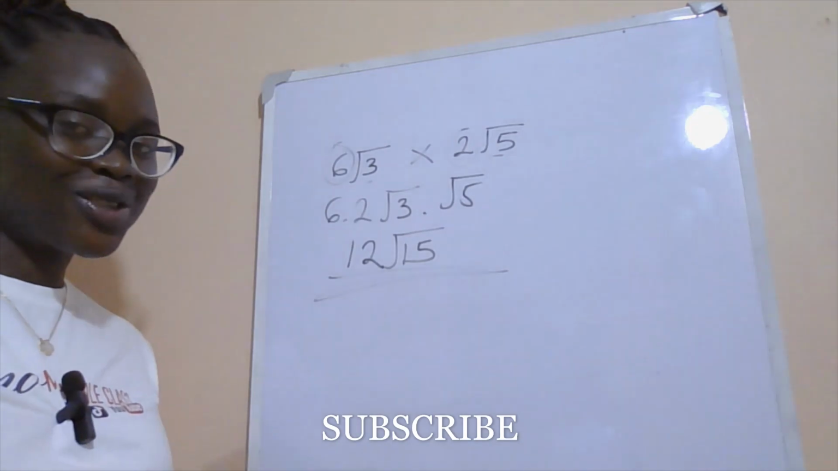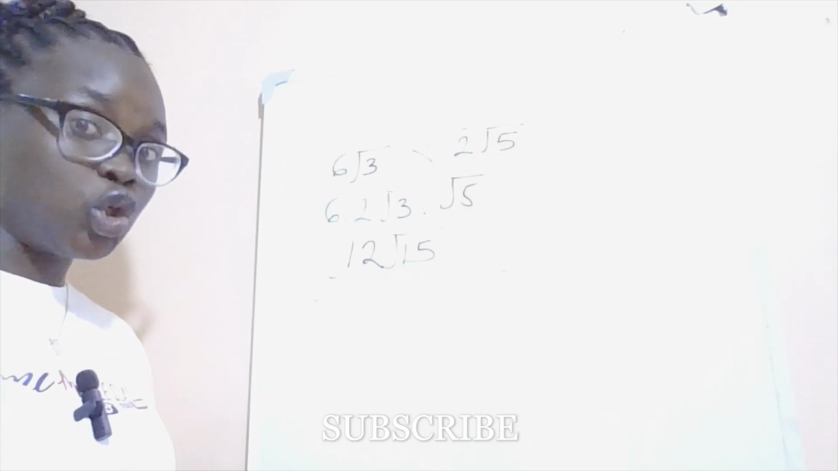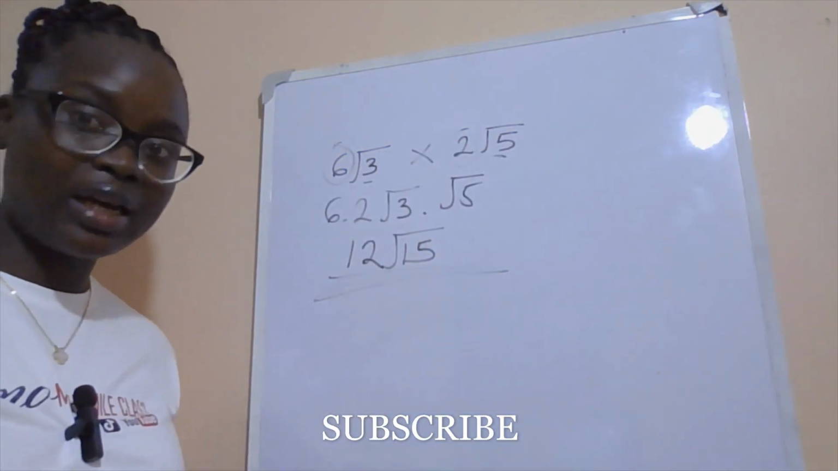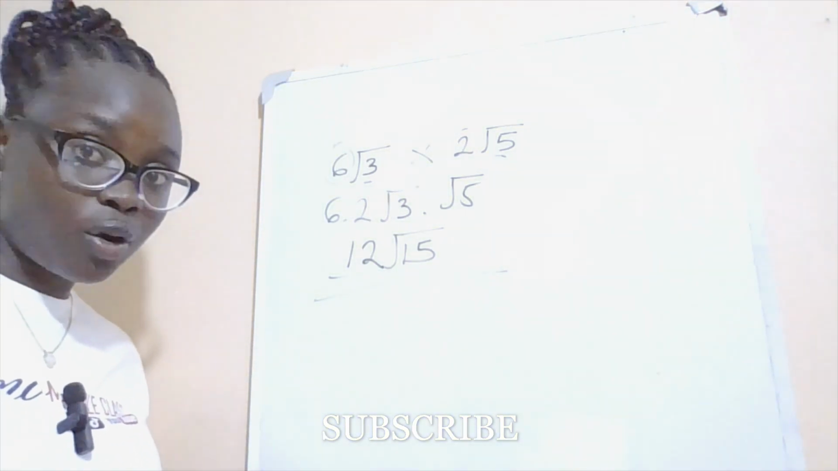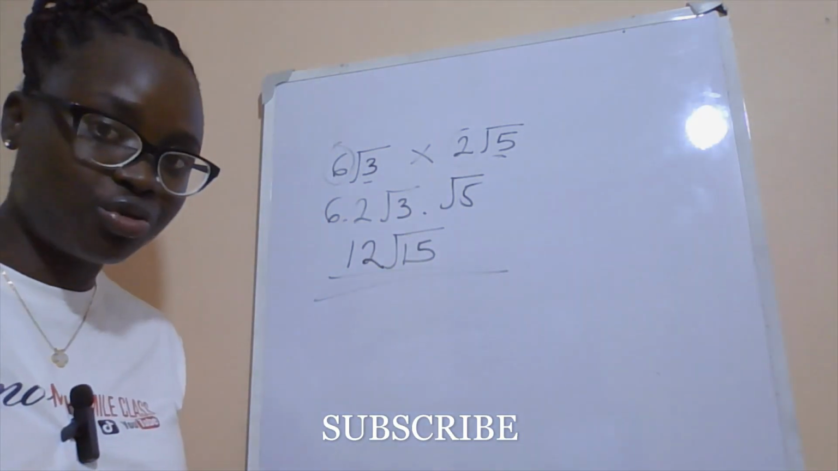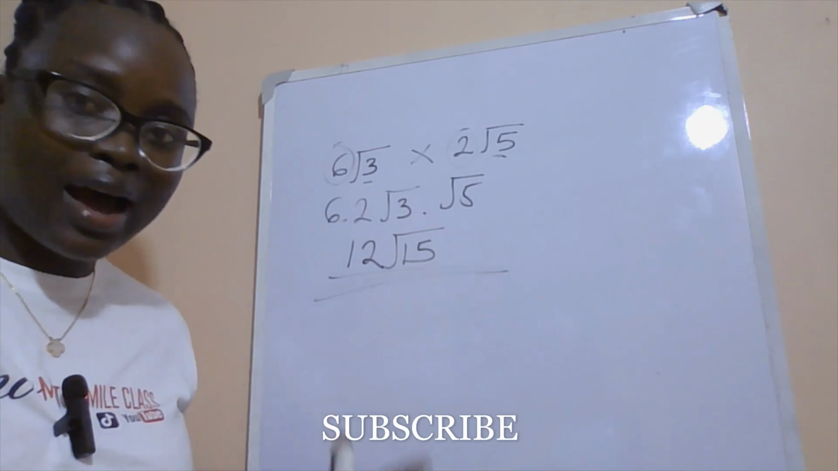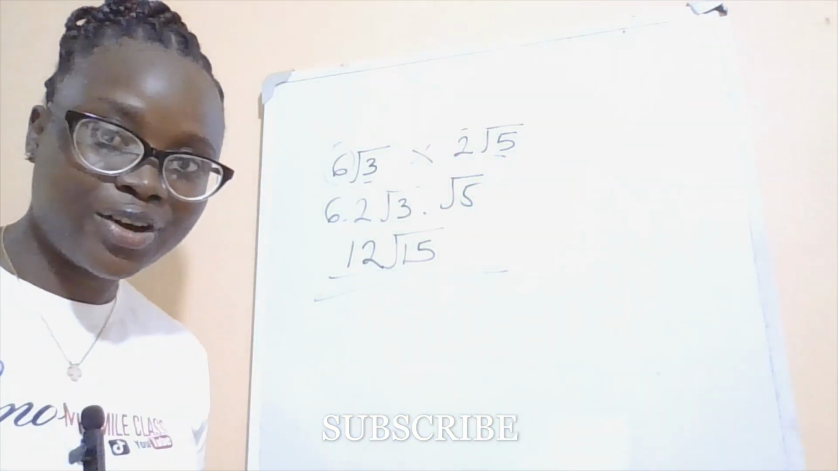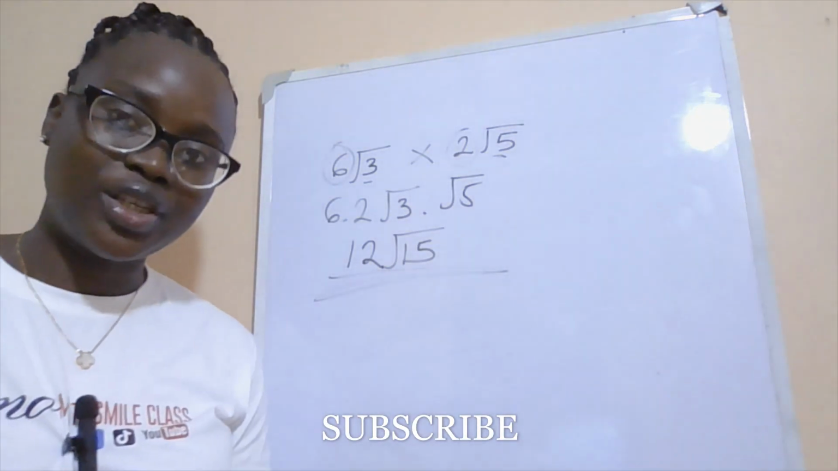All right. So what difference do you note for the multiplication? You notice that though they have different roots, you can multiply them together. But for the first one we solved, which is addition and subtraction, they have different roots, so you cannot add them together, neither can you subtract them from each other. All right? So try to note the differences between the two.